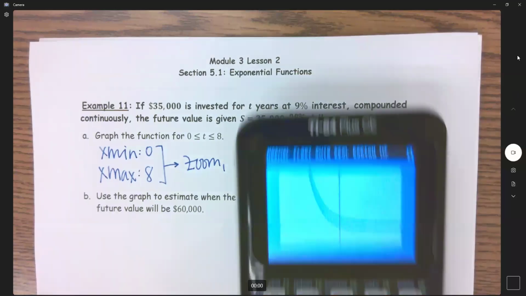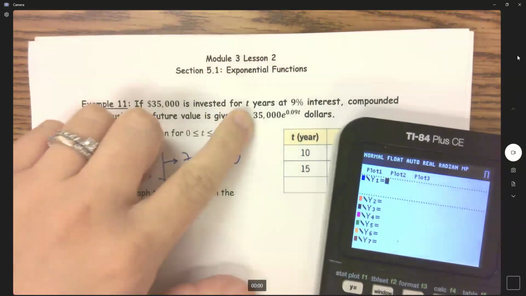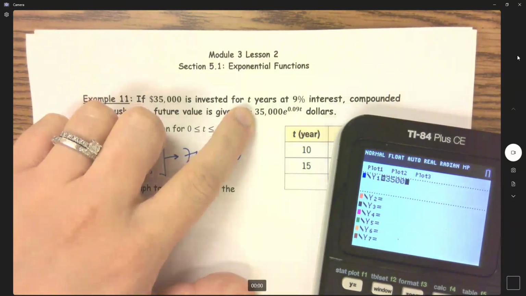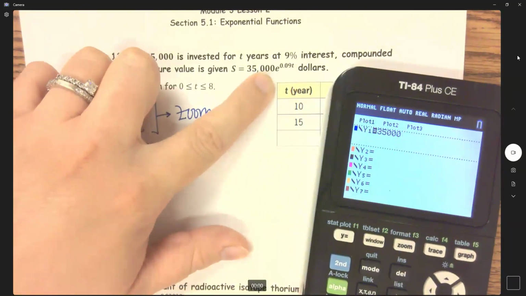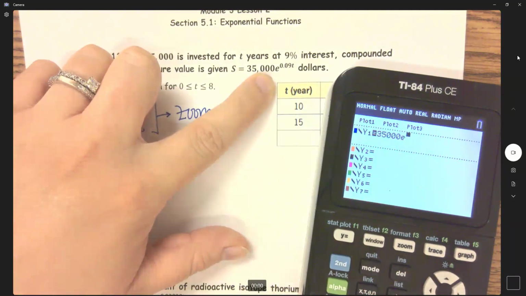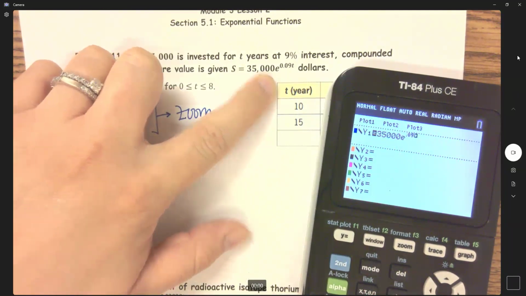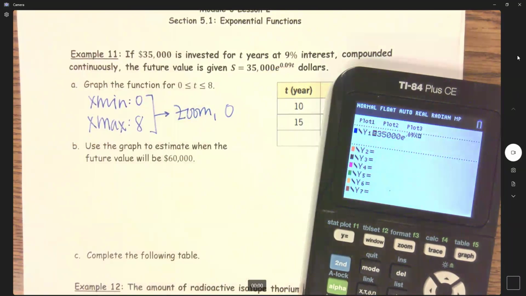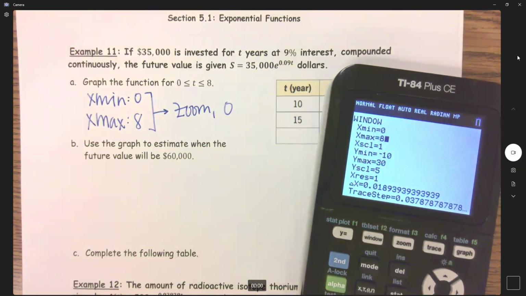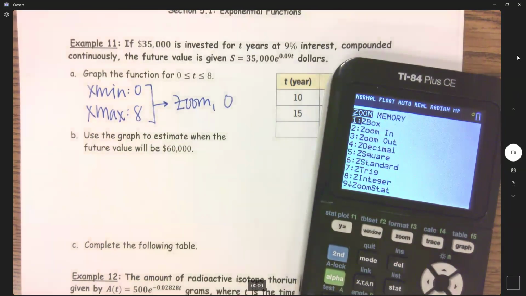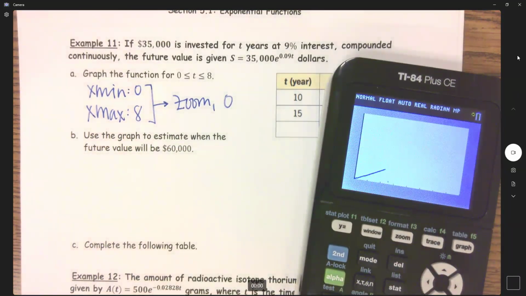So let's do this. Okay, and I'm going to use this e to the x power since I do need something in that exponent position. So second ln. And then instead of t, we're putting x. So we go window 0 to 8, zoom 0. And here is my exponential.